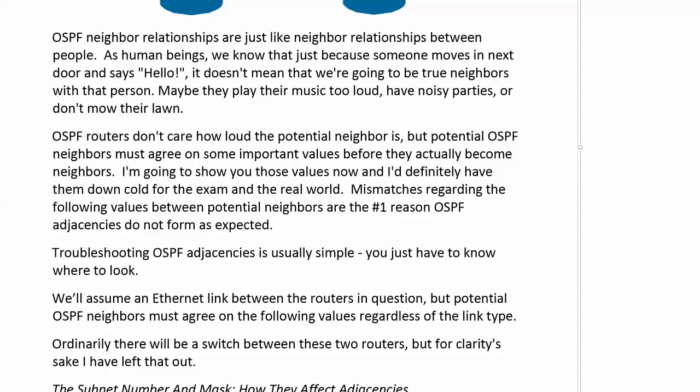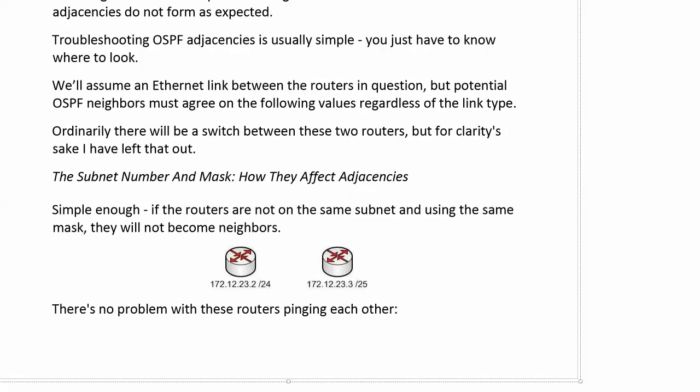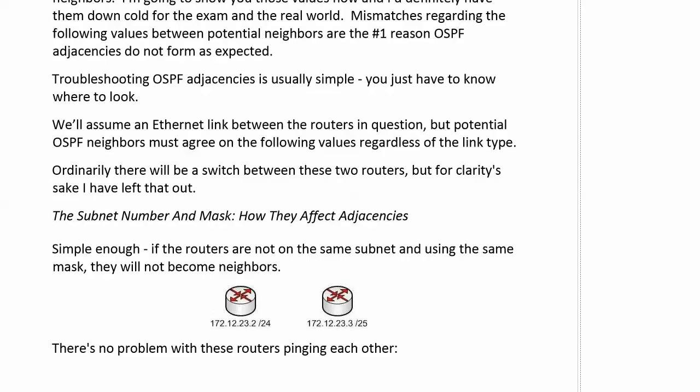Now what we're going to do here is assume an Ethernet link, or actually I'm going to go ahead and set this up. I want you to see this live. I don't want to just go through it in the book here. We're going to have an Ethernet link between a couple of routers, and they're going to have to agree on some values, and one of those values is the subnet number and mask. I apologize, I know those routers are very small, but I will give you the IP addresses there. They're 172.12.23.2 and 172.12.23.3, but they have slightly different subnet masks. One has a /24 and one has a /25.